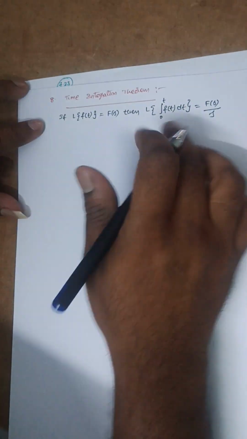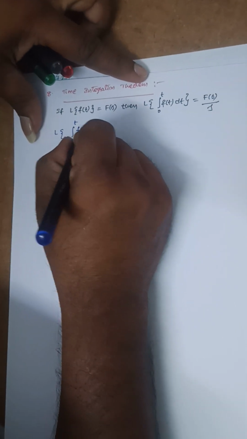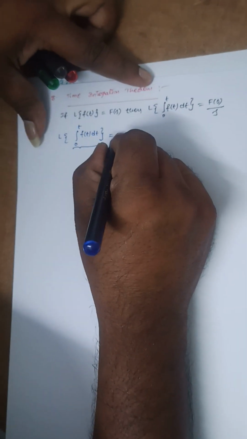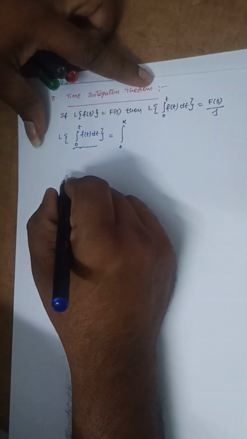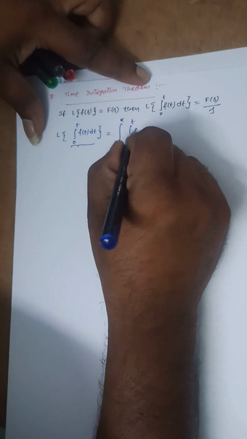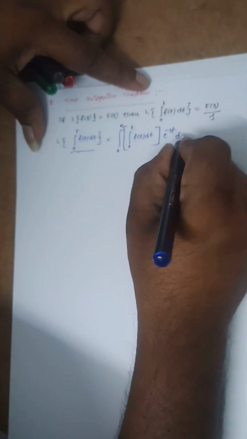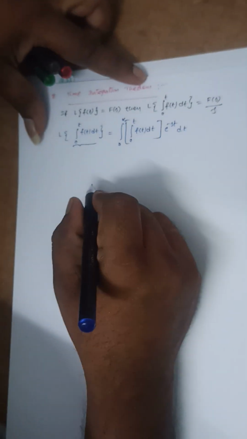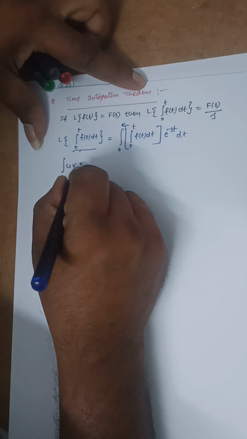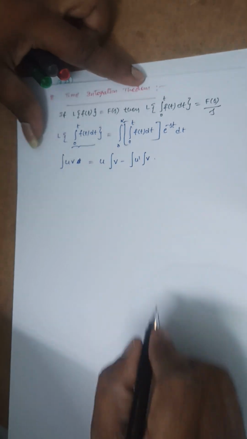To prove this, apply the Laplace transform to integral 0 to t f of t dt. Its total thing is a function, so according to the definition of Laplace transform, it is integral 0 to infinity of integral 0 to t f of t dt, into e power minus st dt. Two integrations are there here. So again I am going to apply the integral uv rule: integral uv is equal to u integral v minus integral u dash integral v.